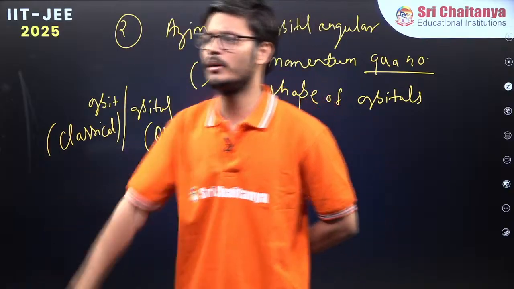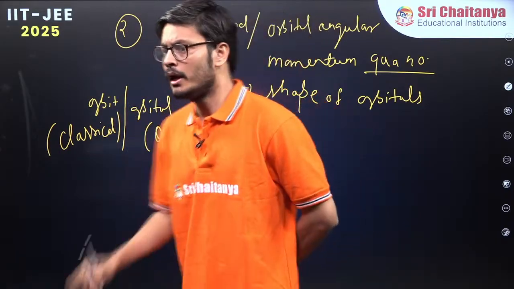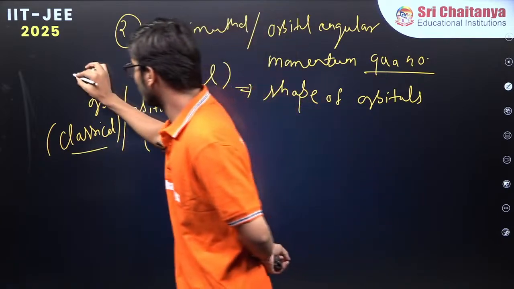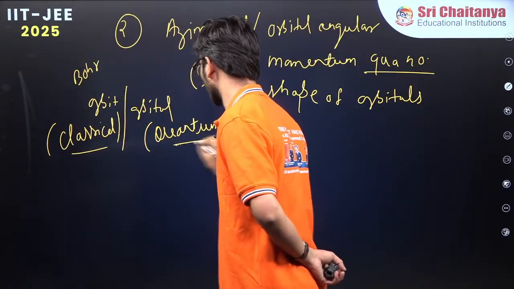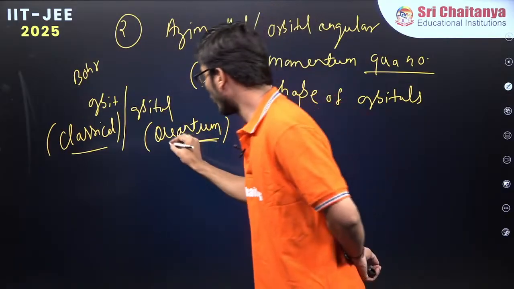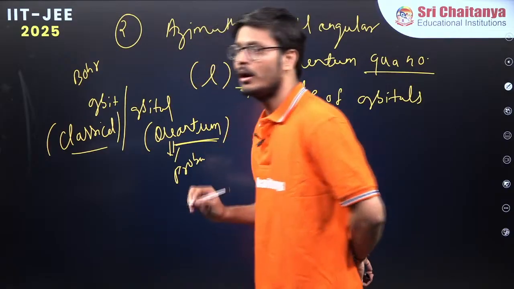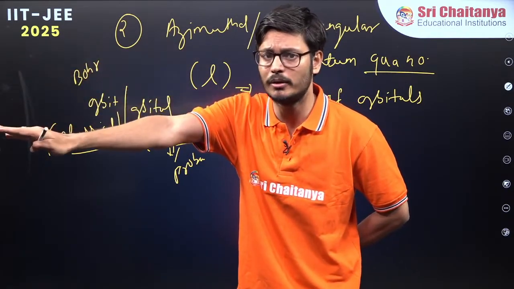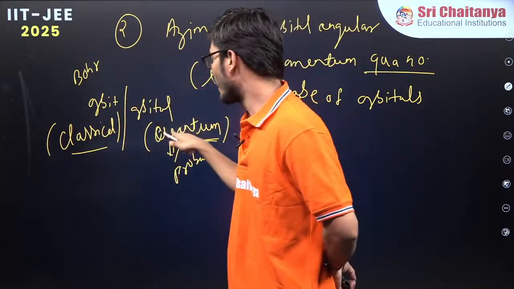Probability of finding maximum electron. Very good, Akshat, very good, beta ji. So orbit is classical mechanics. Basically, orbit comes from the Bohr model and orbital comes from the quantum model, quantum mechanics. So it only gives the probability. It will never tell you exactly where you will find the electron. But in orbit, you will get the exact path. In orbital, we don't have a path.